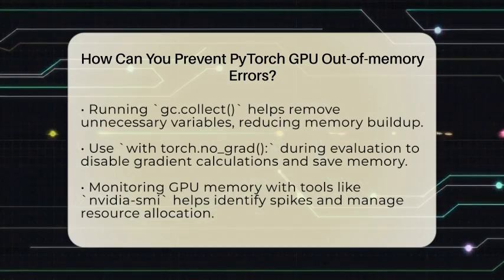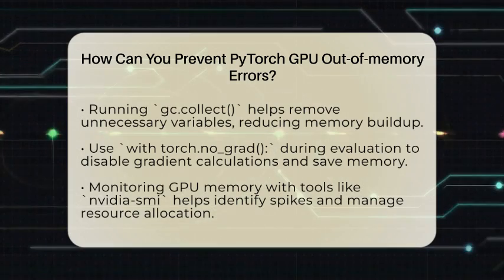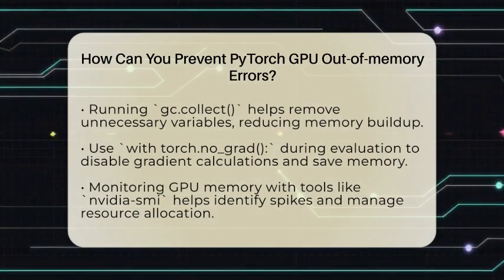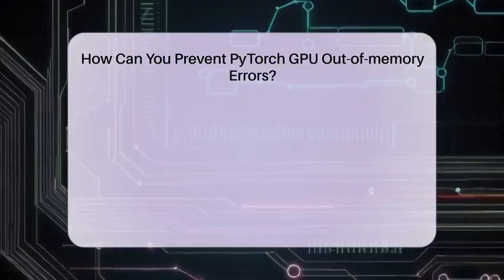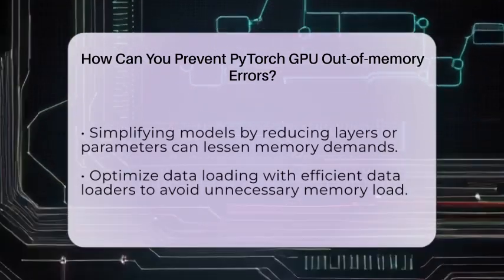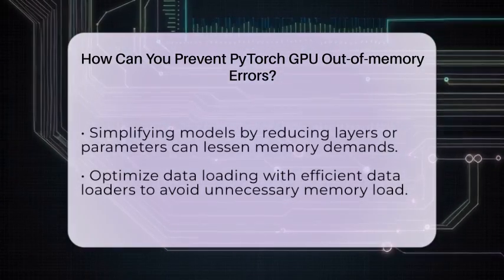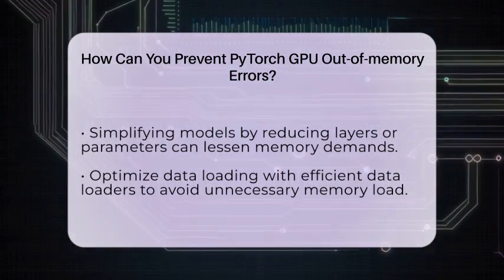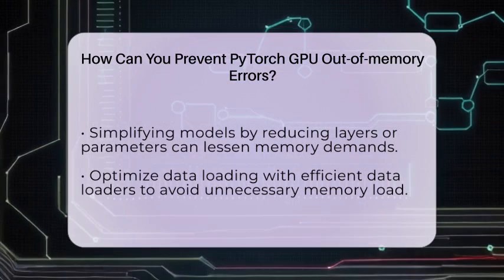Monitoring your GPU memory is also smart. Tools like NVIDIA's nvidia-smi command let you see real-time memory usage. If you notice sudden spikes, you can adjust your code or data loading to avoid overloading the GPU. Simplifying your model can help too. Use fewer layers or smaller parameters if possible. Also, optimize how you load data. Use efficient data loaders that only load what's necessary into memory. This keeps your GPU from being overwhelmed with unnecessary data.